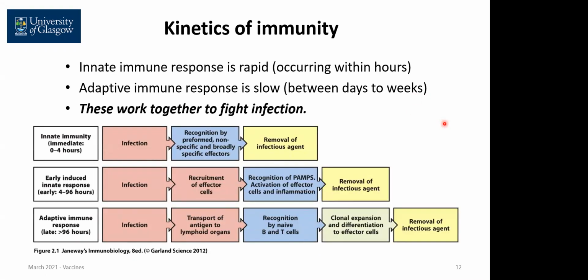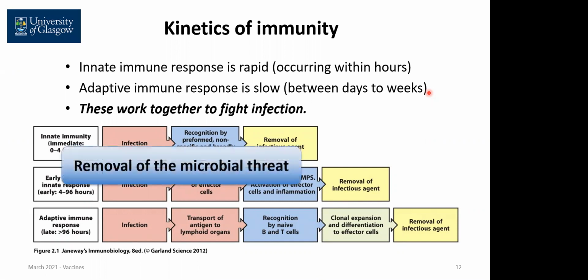The innate immune response is very rapid. This can occur within hours. The adaptive immune response is very slow, and this can occur between days and weeks. But the primary aim of the innate immune system, as I've said, is to respond fast to the microbial threat and essentially remove it before it can cause infection.